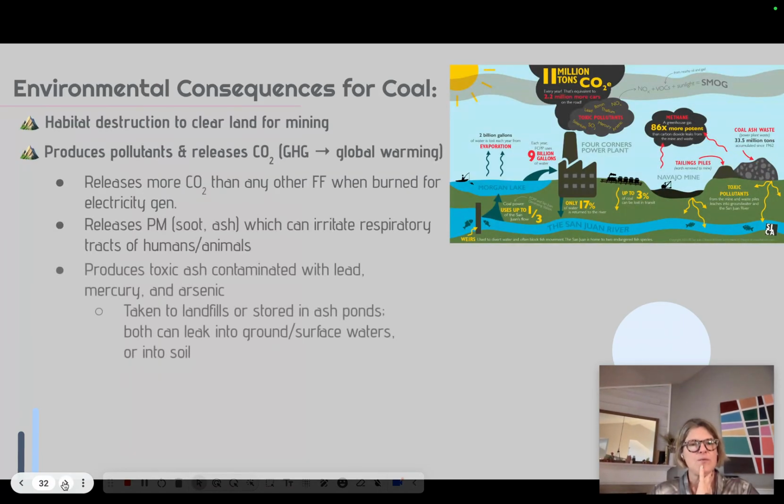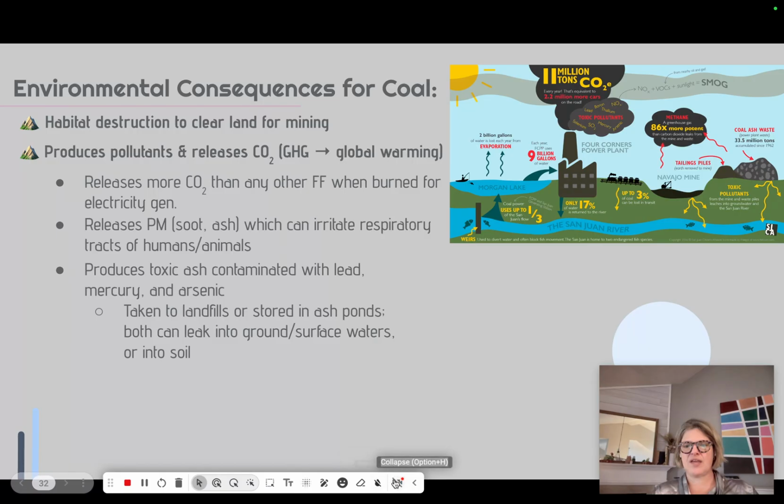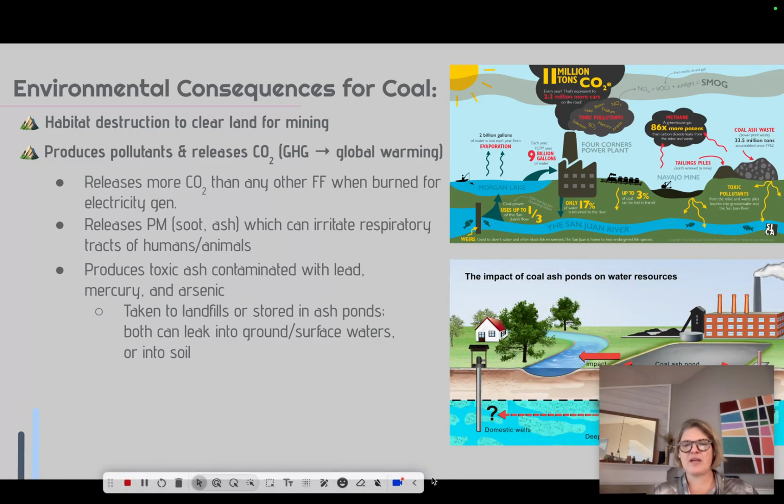And let me get back down to where we were. And so this toxic ash is contaminated with lead, with mercury, with arsenic, very bad for humans and wildlife. And they're taken to either landfills or they're stored like we do in Indiana in ash ponds. These areas will actually leak into the ground and can contaminate our surface waters, or it can go into the soil and impact the plants and the things that are growing there as well. So it's a real problem.